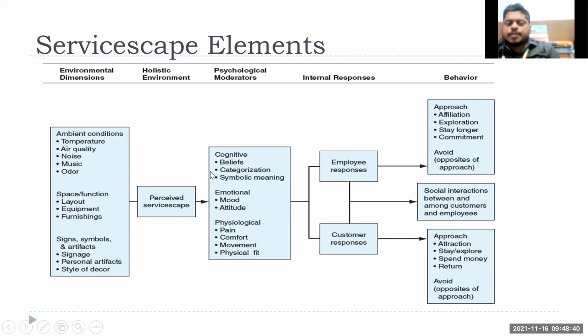Their cognition, their beliefs, categorization, and symbolic meaning, right? Different people will have different belief systems. If my belief system is that we should save money, we should not waste money on unnecessary things, and I go to a restaurant or a museum or a hospital and see that water is running, a lot of lighting is there which is not required. It is already daylight, if they open the shades, daylight can come in, but they have closed the shades and designed windows in such a way that sunlight cannot come in.